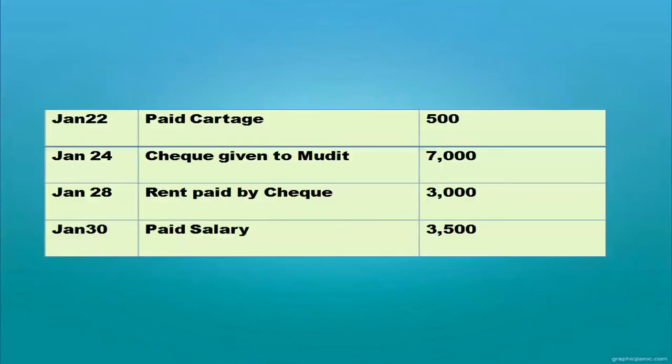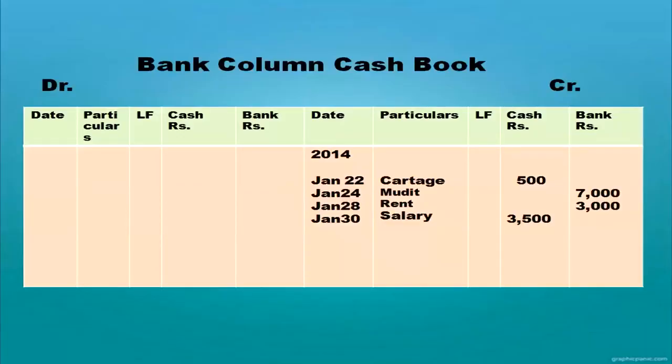Paid cartage 500 rupees. Check given to Mudit 7,000. Rent paid by check. Paid salary. Paid cartage, cartage debit to cash. Mudit debit to bank. Rent to bank, salary to cash. So, cartage to cash, in the cash column you are posting. Mudit to bank, in the bank column you are posting. Rent to bank, in the bank column you are posting. Salary to cash, in the cash column you are posting. So, when you see all the transactions together, the bank column cash book will look like this.